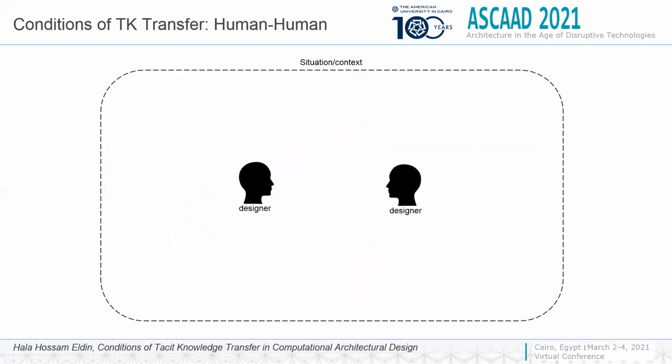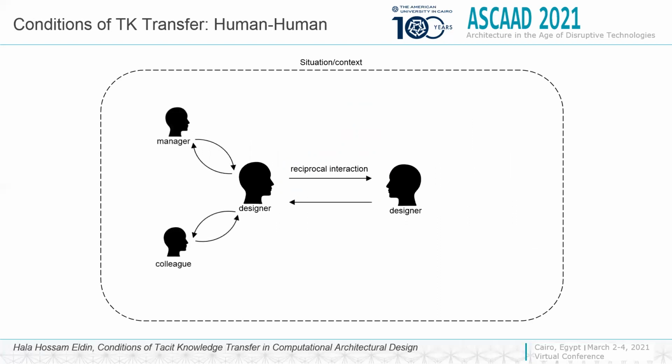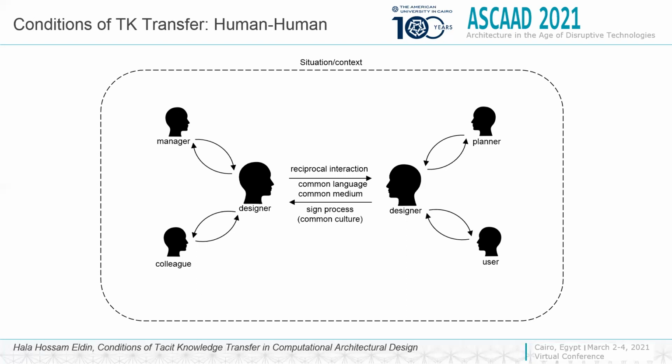Investigating tacit knowledge transfer between human beings, two sets of conditions were formulated, individual and social. The review emphasized that tacit knowledge transfer entails first and foremost reciprocal interaction in a process of direct exchange of thoughts, ideas, body language, and tacit codes. Furthermore, the presence of a common language, a familiar medium, and the common culture between entities allows for a successful exchange of signs and consequently of tacit meanings.